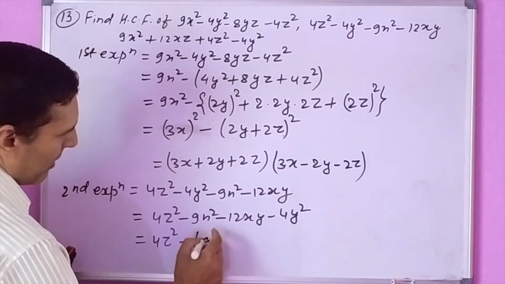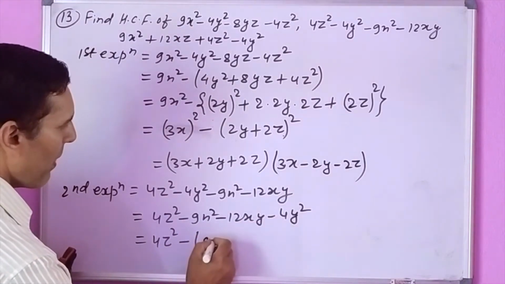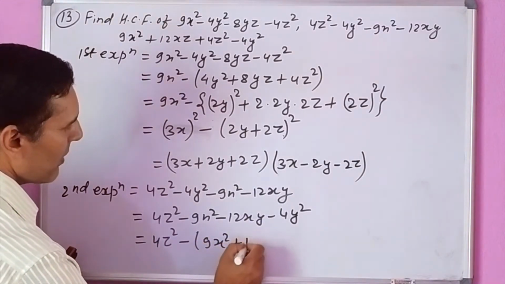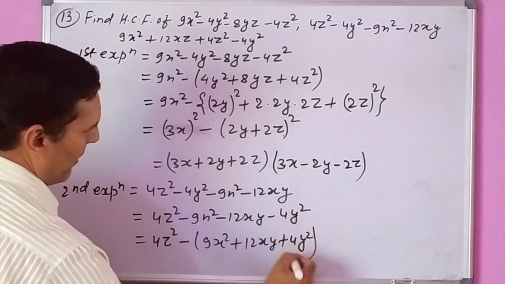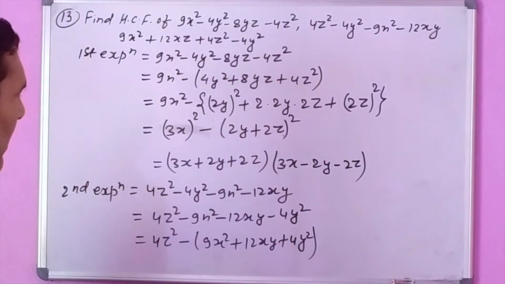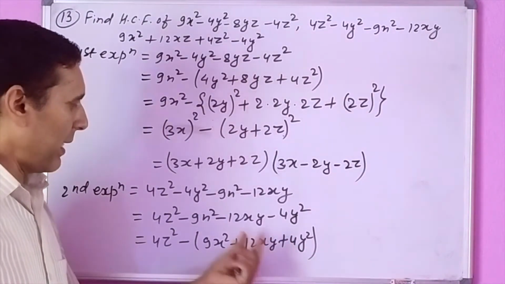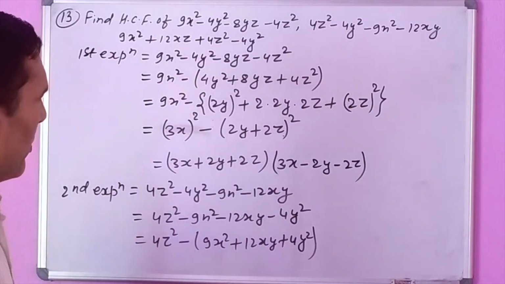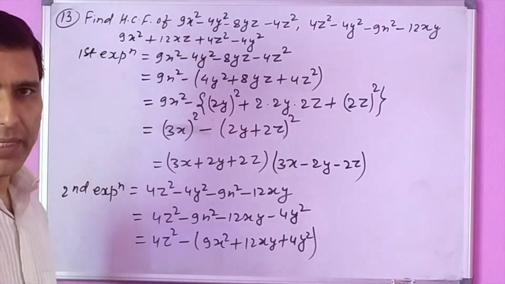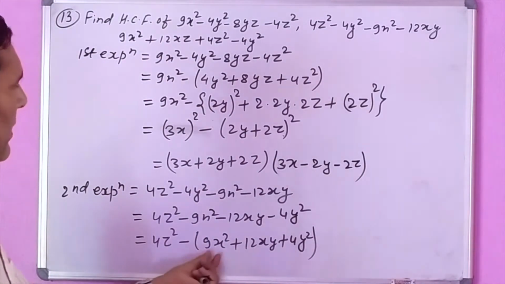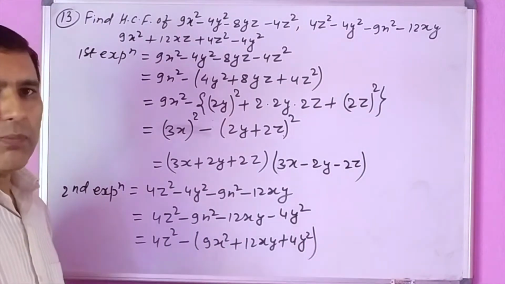After taking the minus sign, all terms will be positive: 9x square plus 12xy plus 4y square. Now at the second bracket, this 9x square plus 12xy plus 4y square is also completing the square here. It is in the form of a square plus 2ab plus b square.